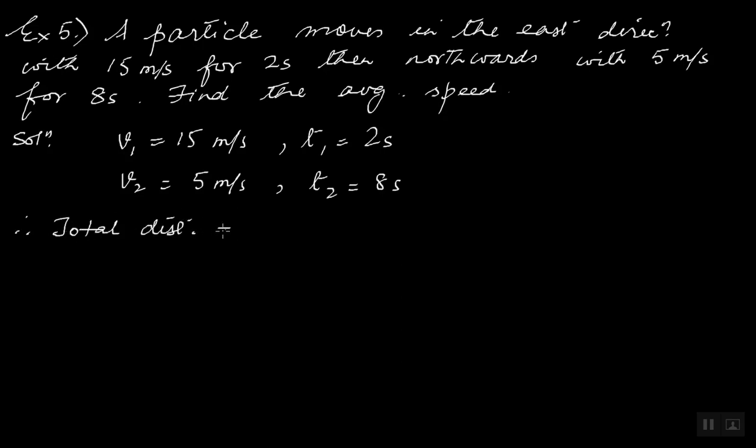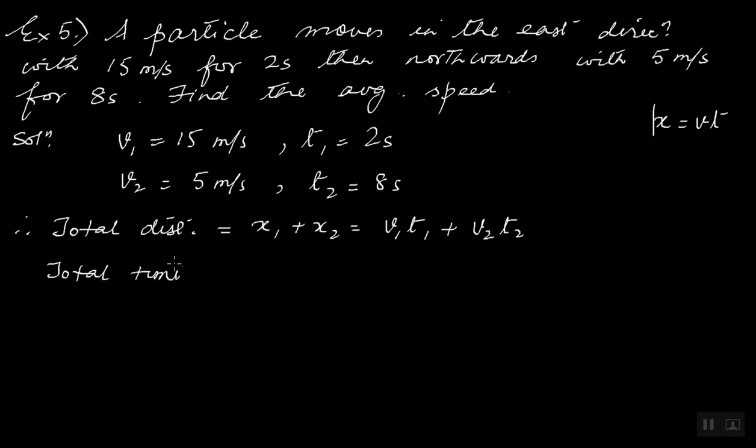So therefore what will be the total distance? Total distance is x1 plus x2. Okay, but we know that this distance is speed into time, right? So x1 will be v1 t1 and x2 will be v2 t2. Okay, and the total time simply will be t1 plus t2. Because here x1 we don't know, so we have to write x1 in terms of v1 and t1.